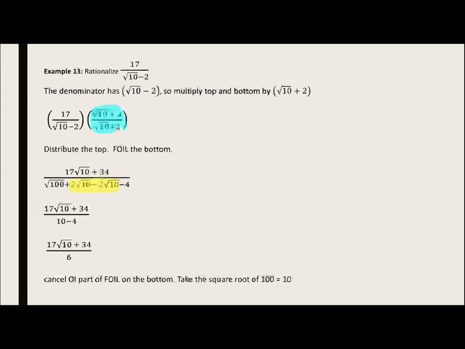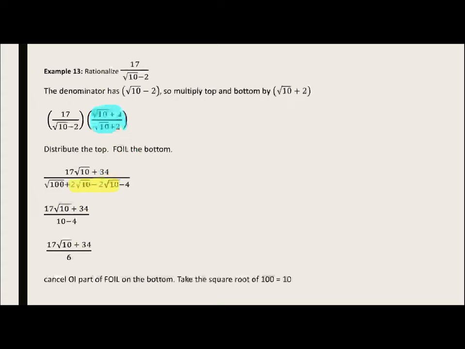FOIL on bottom because it's 2 and 2. First, square root of 10 times square root of 10 is square root of 100. Outside, square root of 10 times 2 is 2 square root of 10. Inside, negative 2 times the square root of 10, negative 2 square root of 10. Last, negative 2 times 2 is negative 4.